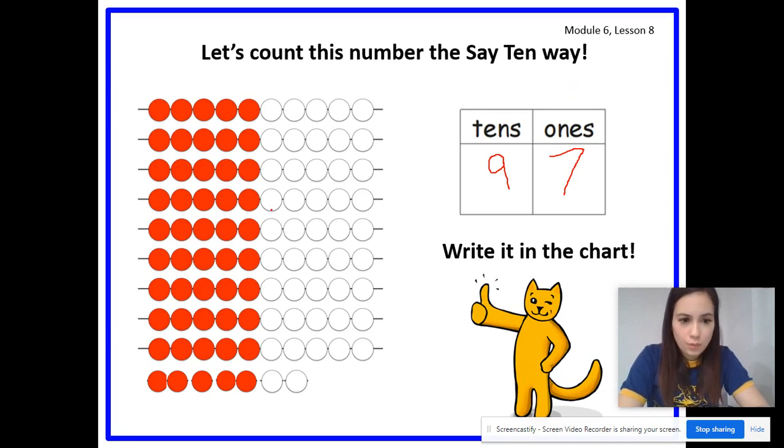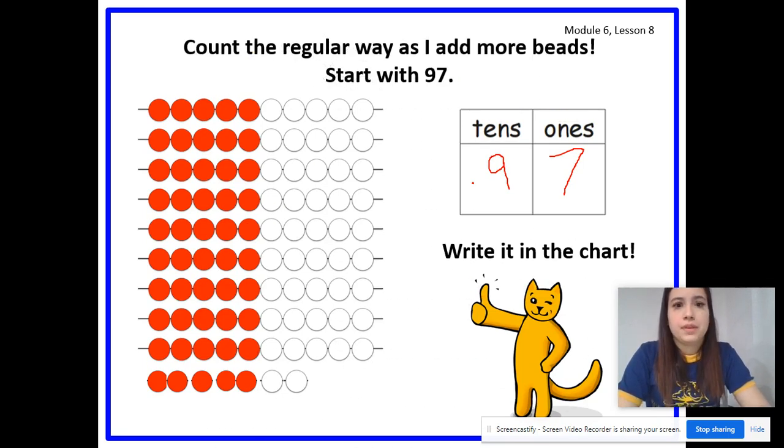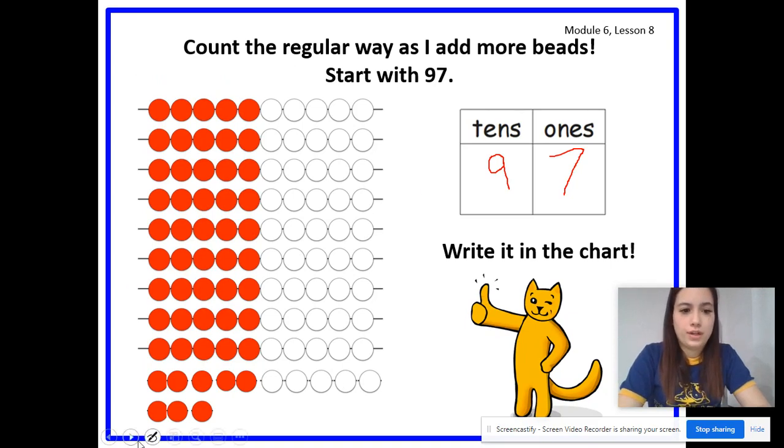Now, we're going to keep counting. Count the regular way as I add more beats. And we left off at 97, so look right here and count out loud with me the regular way. Ready? Get 97 going. 97, 98, 99, 100, 101, 102, 103. Oh, sorry, that was our stop. 103. Very good, boys and girls.